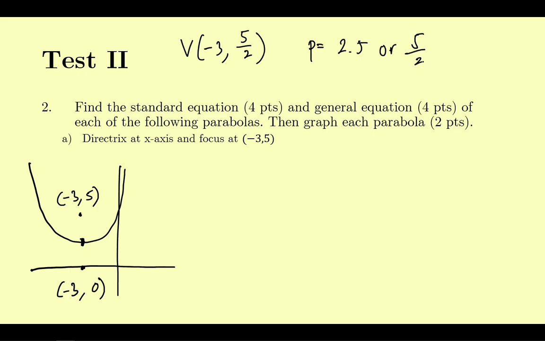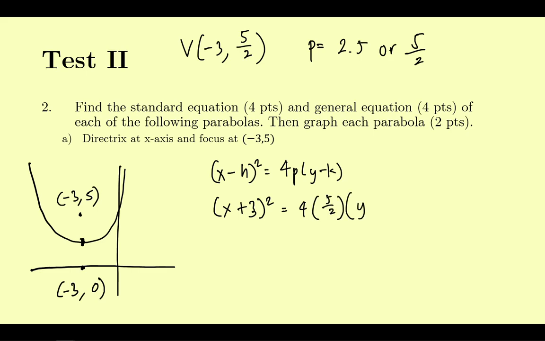We can now plug it into the equation, since our parabola opens upward, since the focus is above the directrix. So we will use the formula x minus h squared is equal to 4p y minus k. Plug it in: x plus 3 squared is equal to 4 times 5 halves times y minus 5 halves.